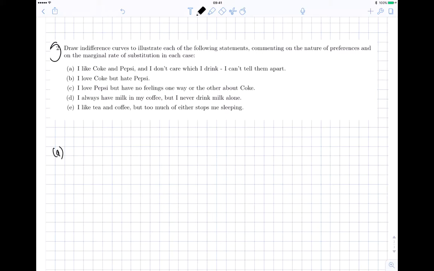Angus, I like Coke and Pepsi. I don't care which I drink. I can't tell them apart. Okay, so the marginal utility gain from both is the same. Yeah. So you can define MRS as the marginal utility of one over the negative marginal utility of the other. The MRS is just going to equal -1. So a line is going to be straight. Exactly. It's not just important that you draw straight lines. It's also very important that you draw straight lines with a slope of -1.